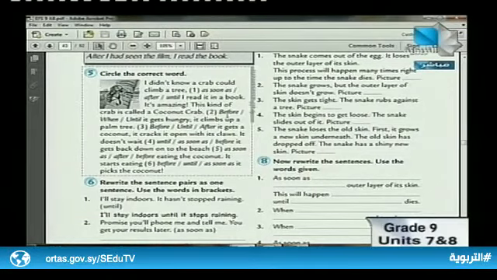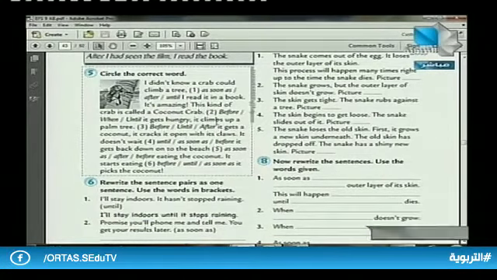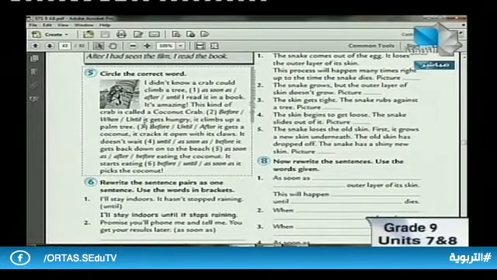Before, when, or until it gets hungry, it climbs up a palm tree. So when does it climb up a palm tree? When it gets hungry. You should know when this crab climbs up a palm tree. Of course, it climbs up a palm tree when it feels hungry, or gets hungry, right? So we should choose when here, not until, not before. So it's a good idea to read the full sentence before choosing. Okay, thank you.